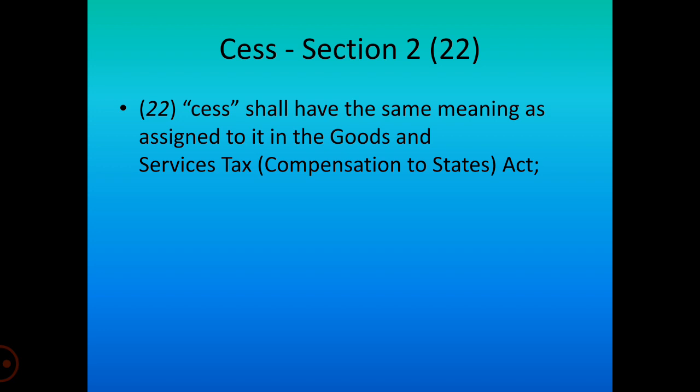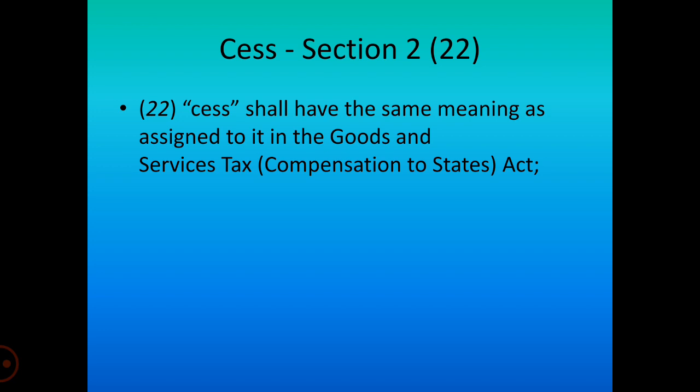As per that, the cess shall mean the compensation to the states. It will be levied on certain goods and services under Section 8 of the GST Compensation to States Act 2017, and it shall be in addition to the tax that is supplied, that is, CGST plus SGST on intrastate supplies and IGST on interstate supplies. A GST cess is also to be levied on the supply of certain goods and services.